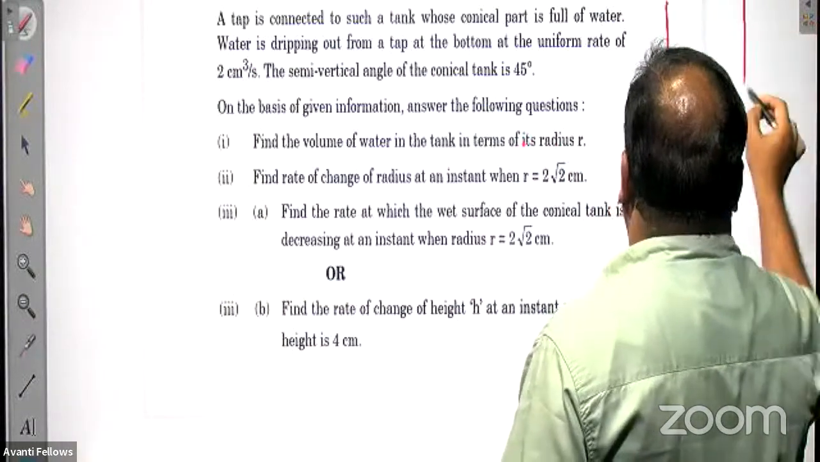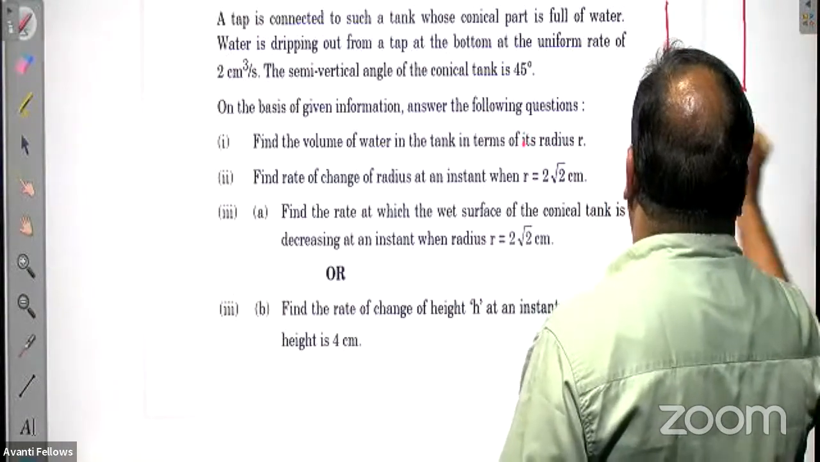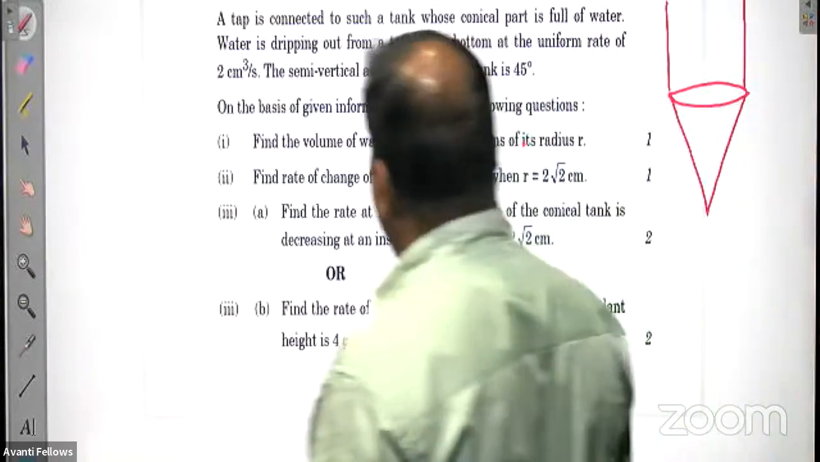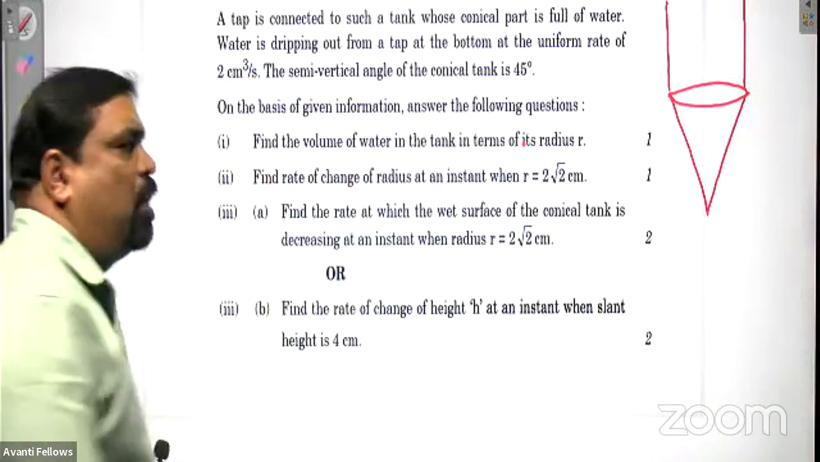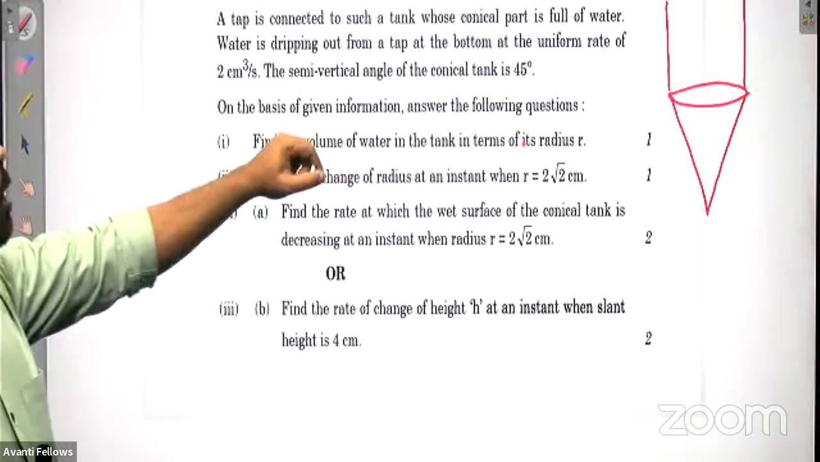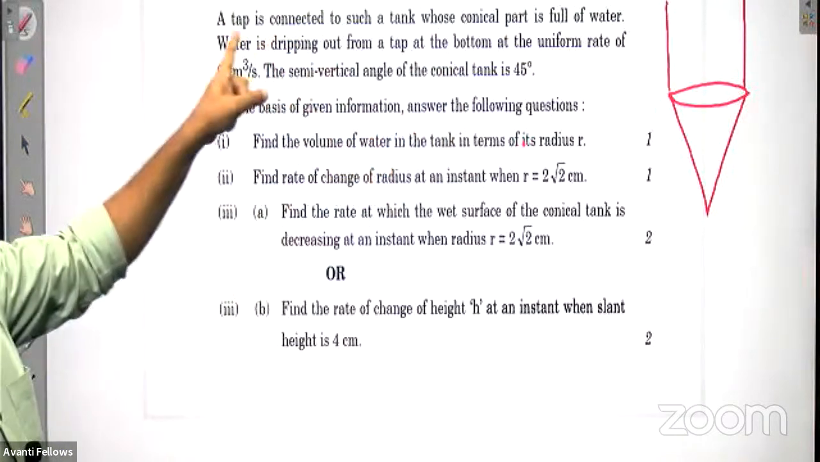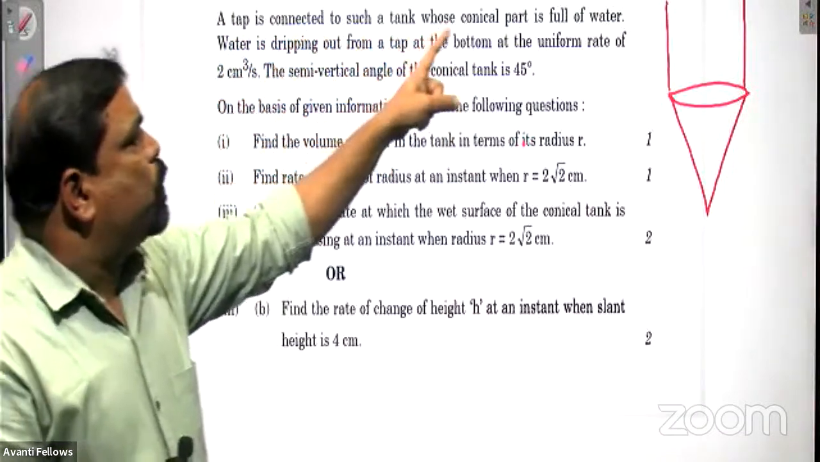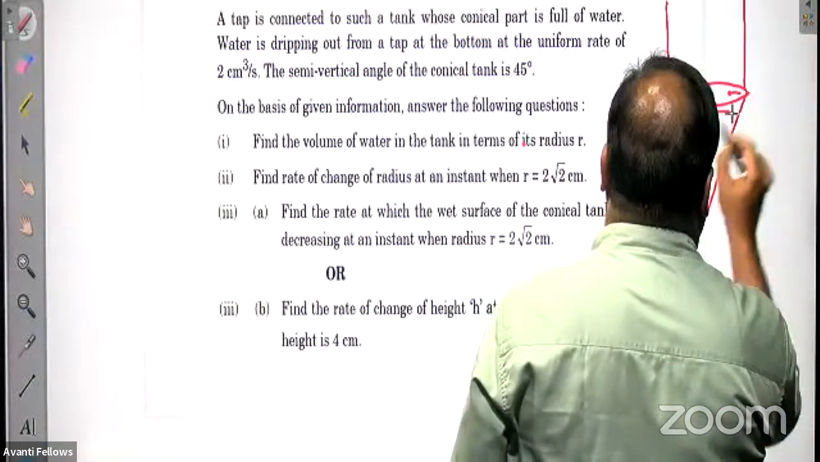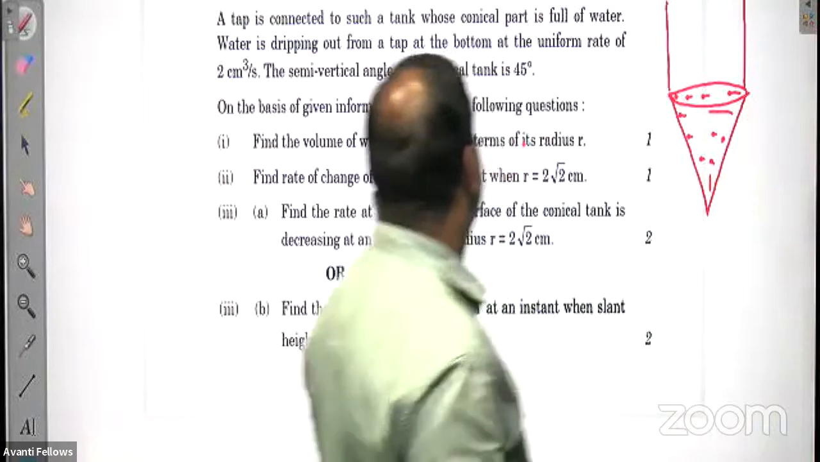I have not taken that part actually. One cylindrical portion and bottom is conical portion. That was the first part actually. There is a tank in this shape. A tap is connected to such a tank whose conical part is full of water. This tank, the conical portion is full of water.